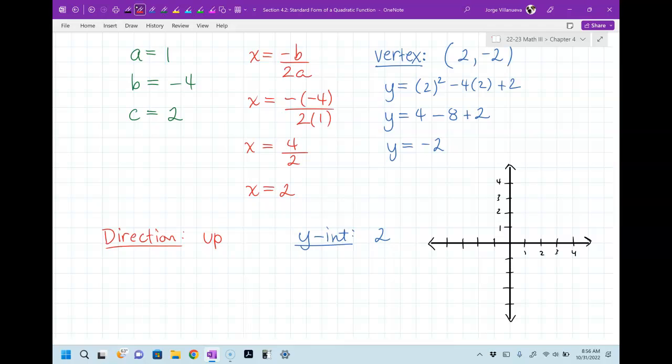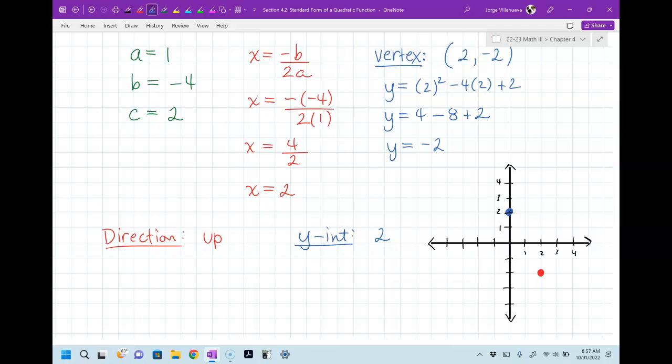Do you guys remember, according to last Friday's homework, what's the first thing I always graphed on this? The very first thing we graphed. It was 1 point. It's always going to be our vertex. Okay? So my vertex is 2, negative 2. Now, you should also notice that I do have my y-intercept, right? My y-intercept is 2. So there it is.